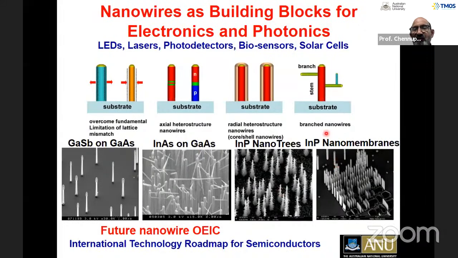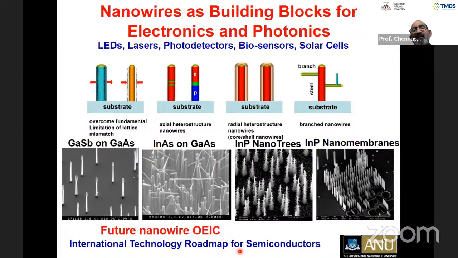Most recently, we started moving from nanowires into nanomembranes, which again, I'll come back to and share a little bit with you. Most importantly, the International Technology Roadmap for Semiconductors, the people who determine what technologies are needed for the next generation of electronics, have identified nanowires as a key technology component for the next generation of electronics. So that's why there are major research programs going on at Intel, IBM Zurich and other places.